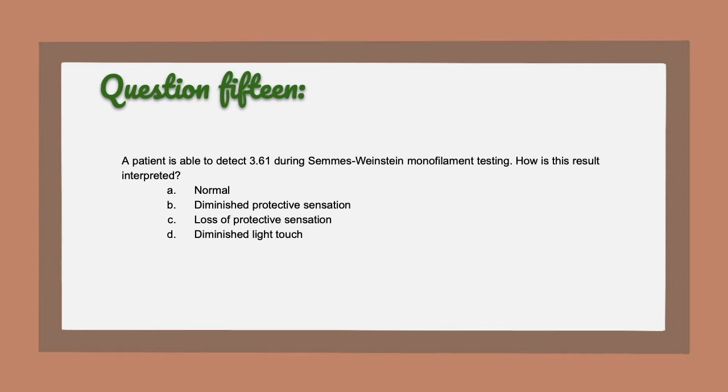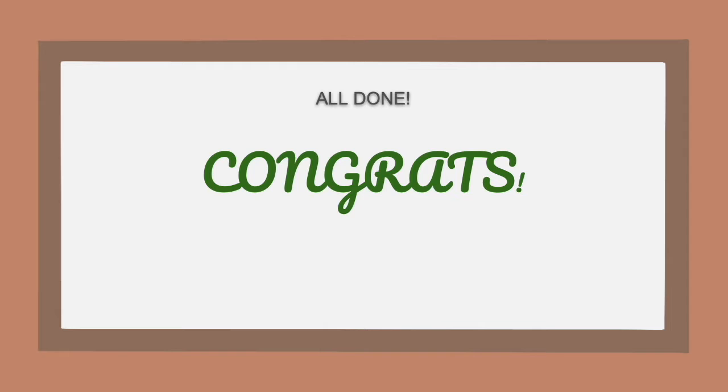Question 15. A patient is able to detect 3.61 during Semmes-Weinstein monofilament testing. How is this result interpreted? A, normal. B, diminished protective sensation. C, loss of protective sensation. D, diminished light touch. All right, you did it.